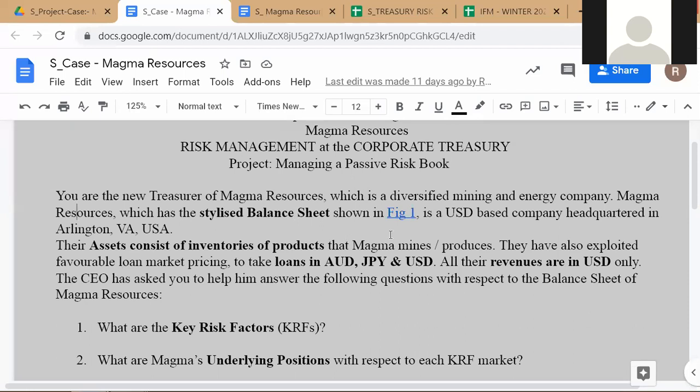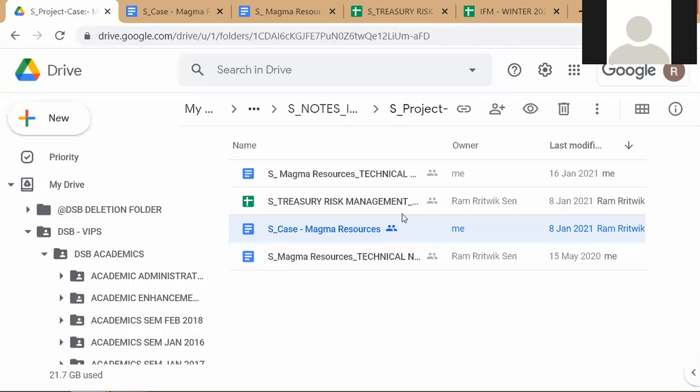In the case of a passive risk book, you already start with some risks because, for instance, in this case, this is a diversified mining and energy company. So because of the kind of business they're in, they will have certain risks in terms of their exposure on the input purchases front, on the output sales front. In this example that we have, we're going to open the balance sheet. We'll open it from here.